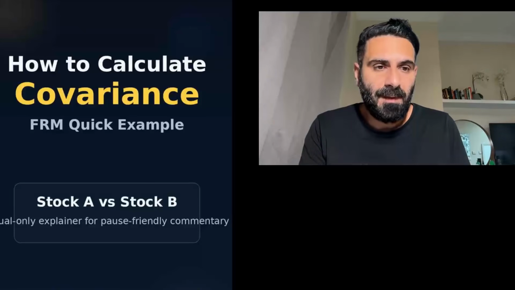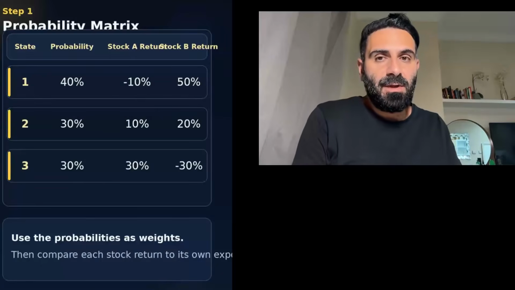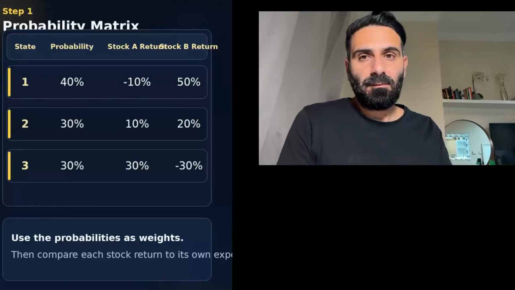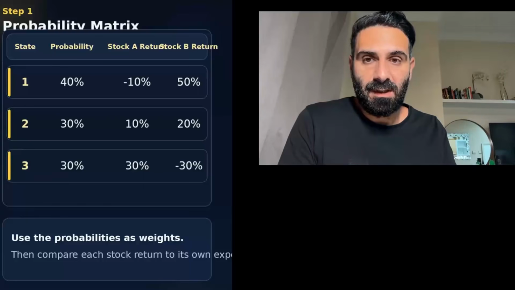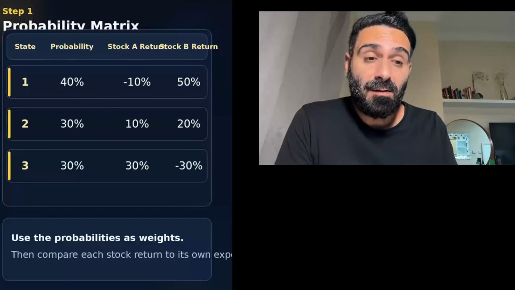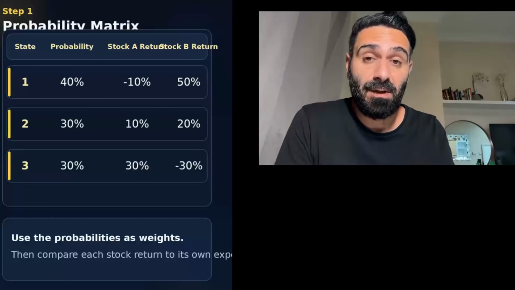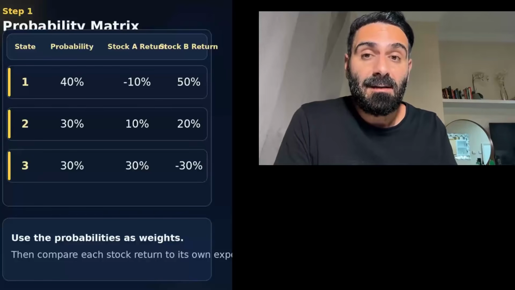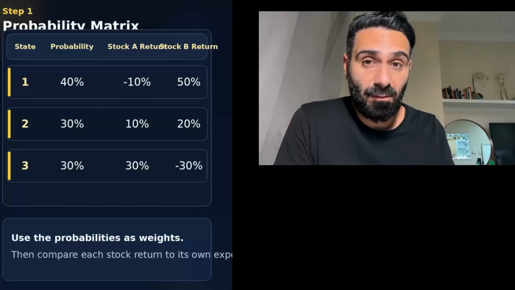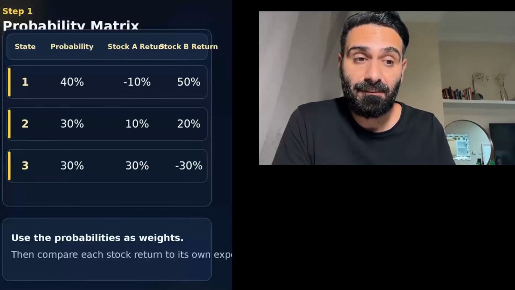Hi everyone, this is how to calculate the covariance for two stock returns. As you can see, we'll be given the probabilities 40%, 30% and 30%. The sum is 100% for sure. And you will be given the returns for stock A and stock B. Let's assume stock A returns are minus 10%, 10% and 30%, and for stock B, 50%, 20% and minus 30%.